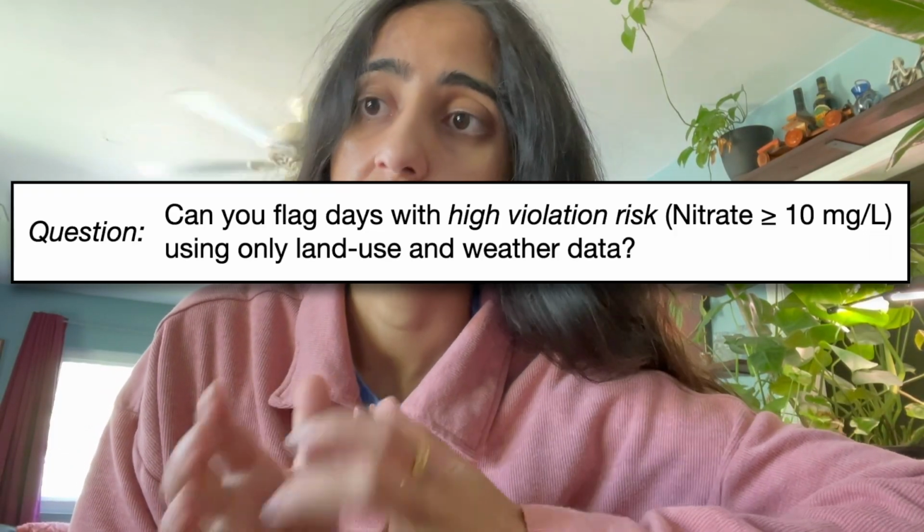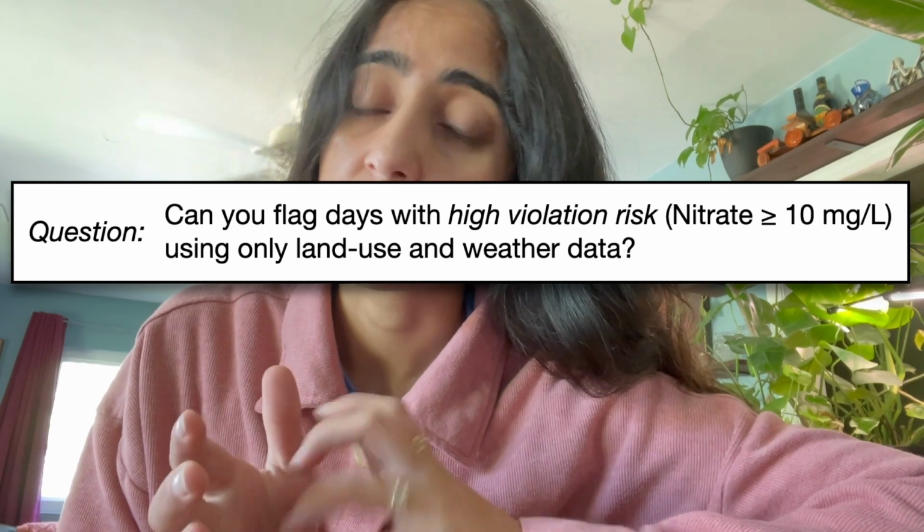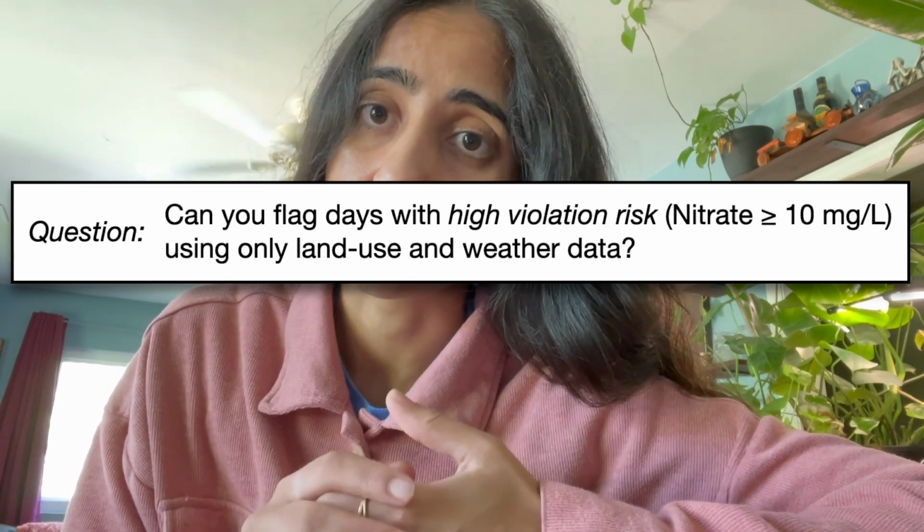But what if we could predict nitrate from more consistent data? Put a virtual sensor in the water, if you will. Our team thought this might be possible. So we asked, using only weather and land use data, can we flag days and locations with high violation risks?